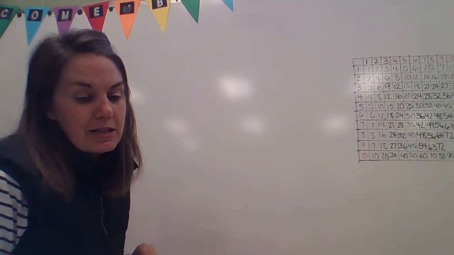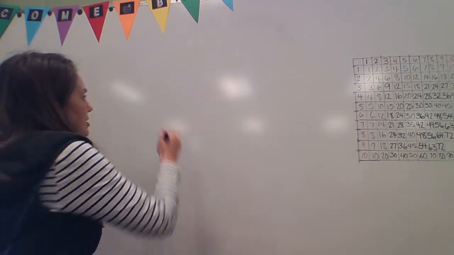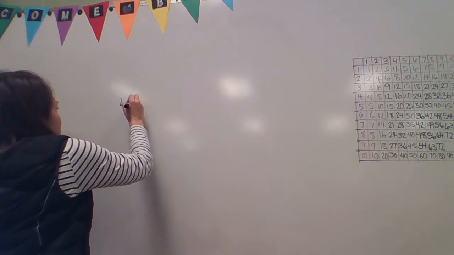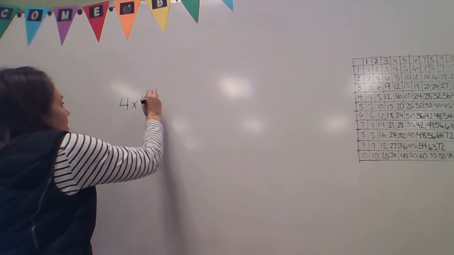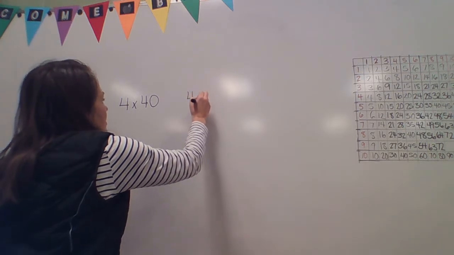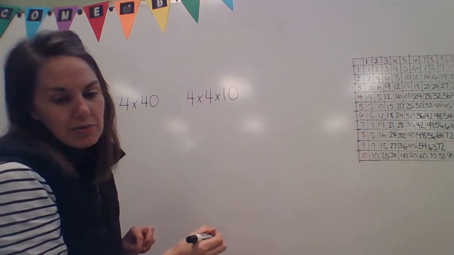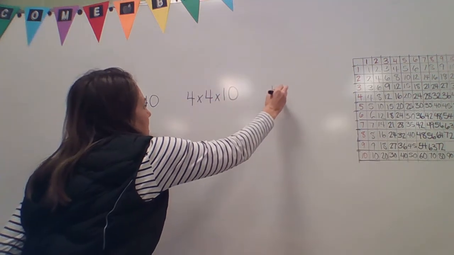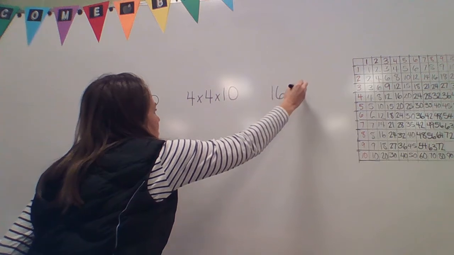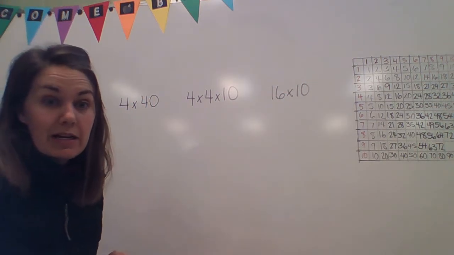So it says below are 3 equal multiplication expressions from the previous page. They have 4 times 40 is one expression. We also have 4 times 4 times 10 is another one. And then we also have 16 times 10. So those are all written up at the top before any of the problems. So now let's take a look at the problems.